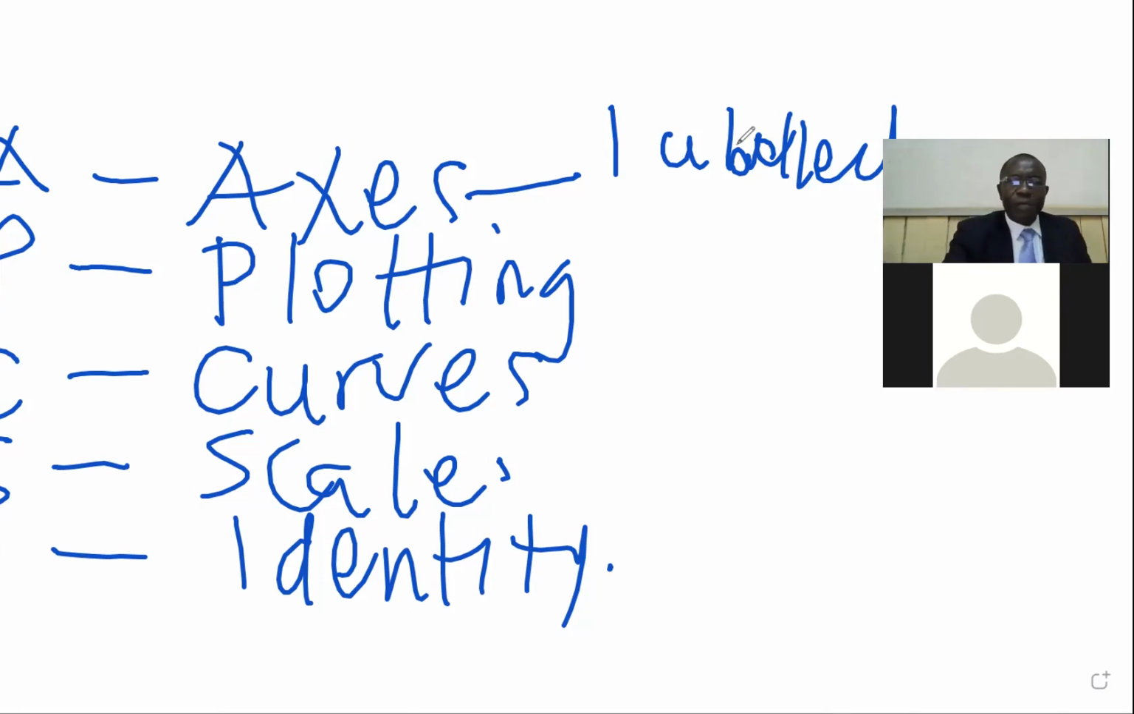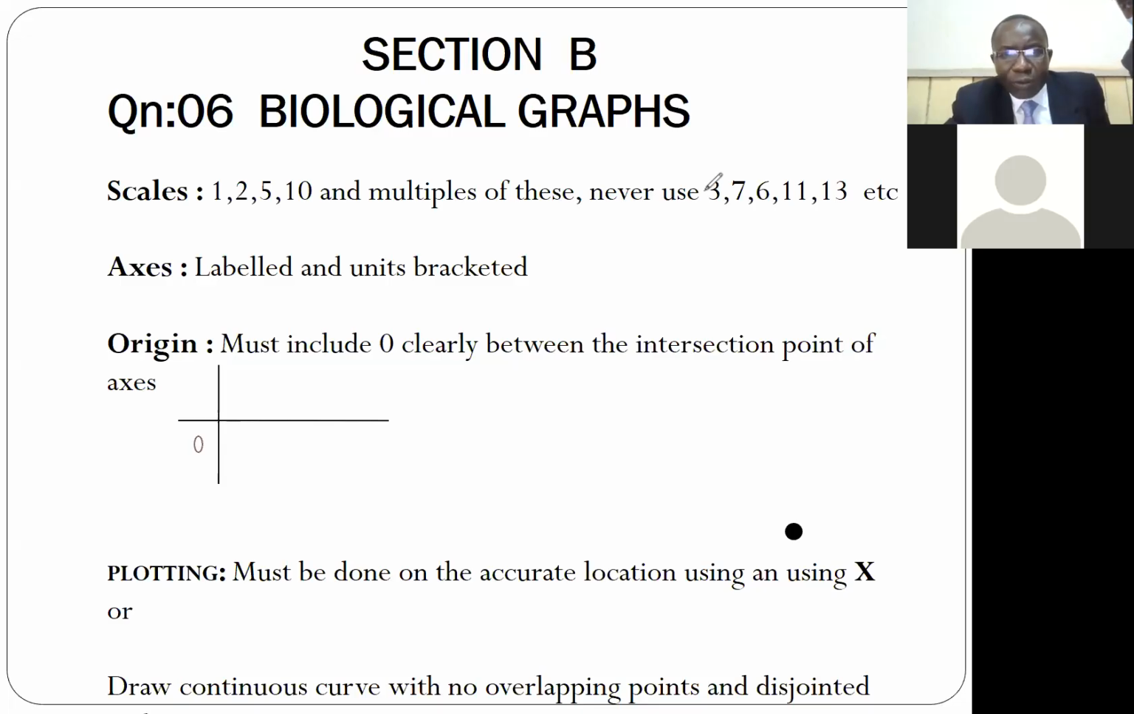There's a graph which I will show you briefly. In this graph, you will be able to see the axes which are labeled and the same axis having the units.